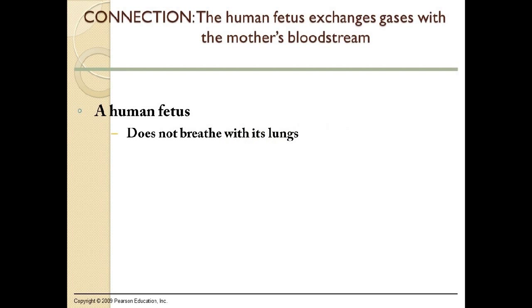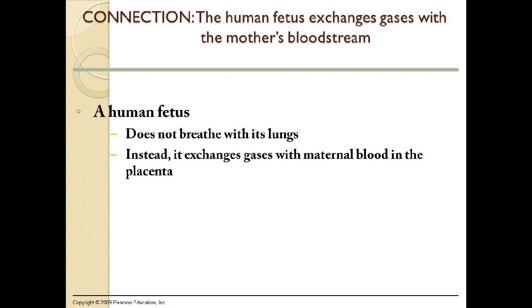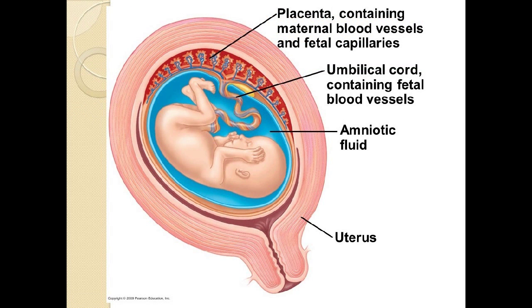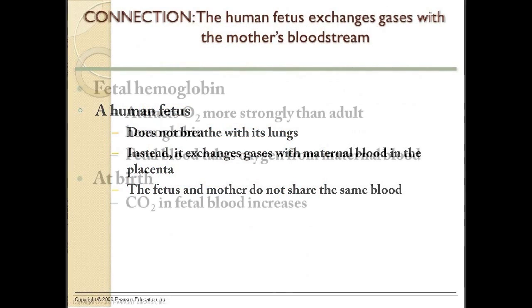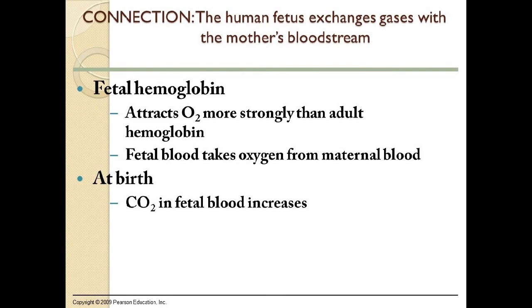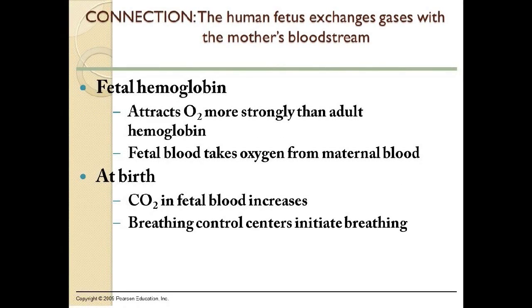The fetus literally swims in a protective watery bath, the amniotic fluid. The fetus' lungs are non-functional since they are filled with fluid. Instead, it exchanges gases with maternal blood in the placenta. In the placenta, capillaries of maternal blood and fetal blood run next to each other. The placenta is a composite organ that includes tissues from both fetus and mother. The fetus and mother do not share the same blood. At birth, placental gas exchange with the mother ceases, and CO2 stops diffusing from the fetus into the placenta.